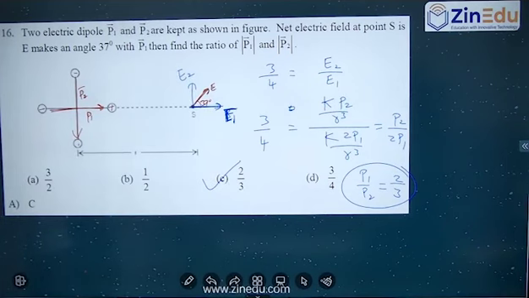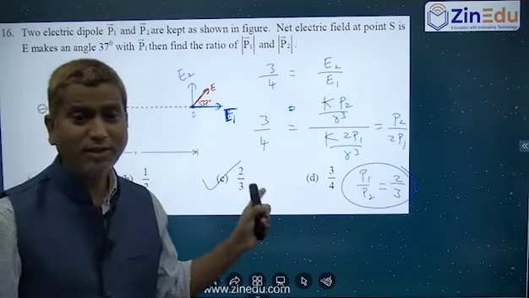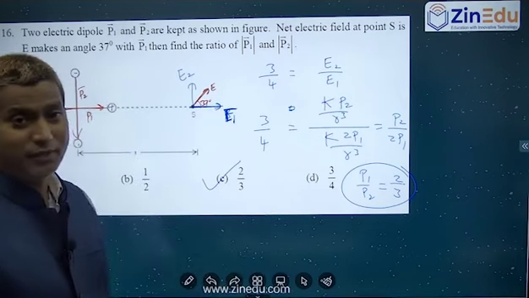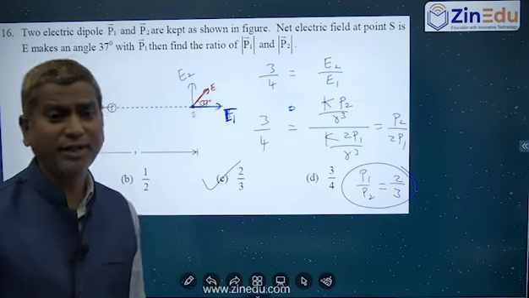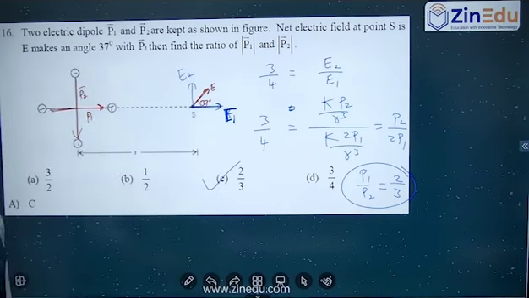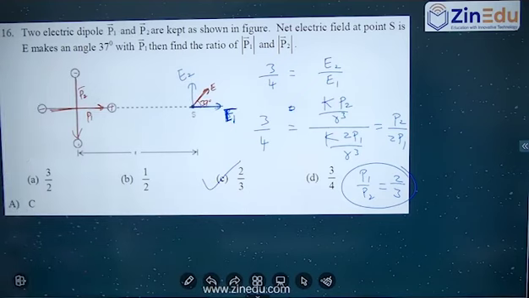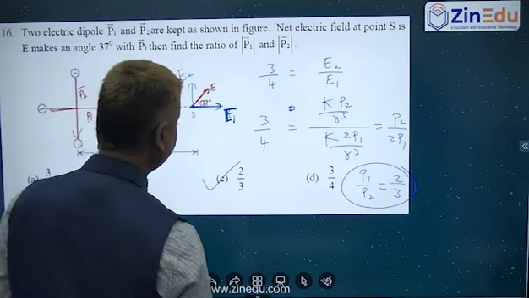Got it? A simple question on the electric dipole: the axial line, one field, and a combination of vectors. That is this particular question. Now we'll move on to the next question.